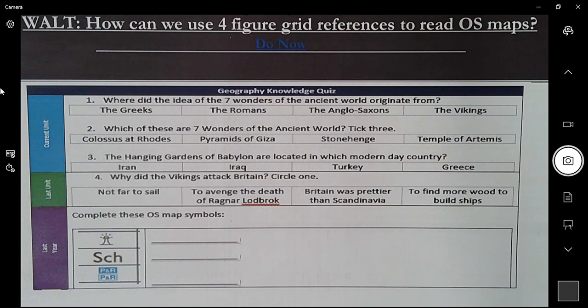Now, if you've got that done, fantastic. You can get started on the do now. The do now is here in front of you. We have 3 questions on our current unit based on our last 2 weeks of work. We have 1 question on our last unit, which was history, and we have a couple of questions from last year based on OS map symbols. So pause the video here, complete the do now, and unpause again when you're ready to tick or fix with your pens.